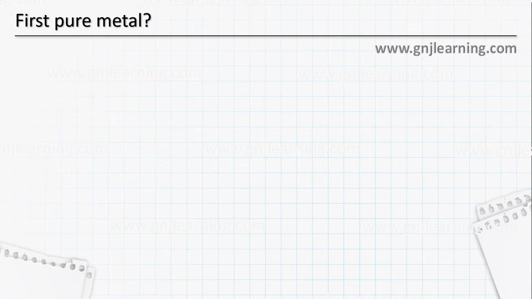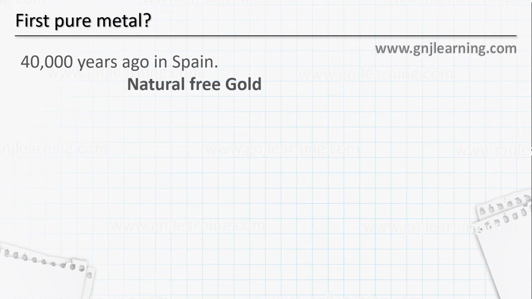And when it comes to metals, it was gold that was the first natural metal that was discovered, that too in Spain in a cave some 40,000 years ago. So this was the first evidence that humans were able to extract gold or metal.